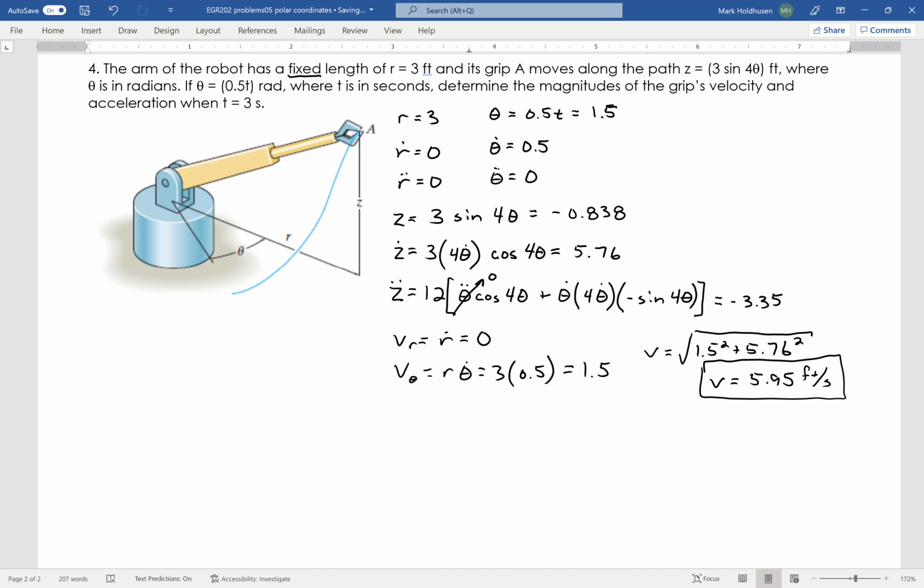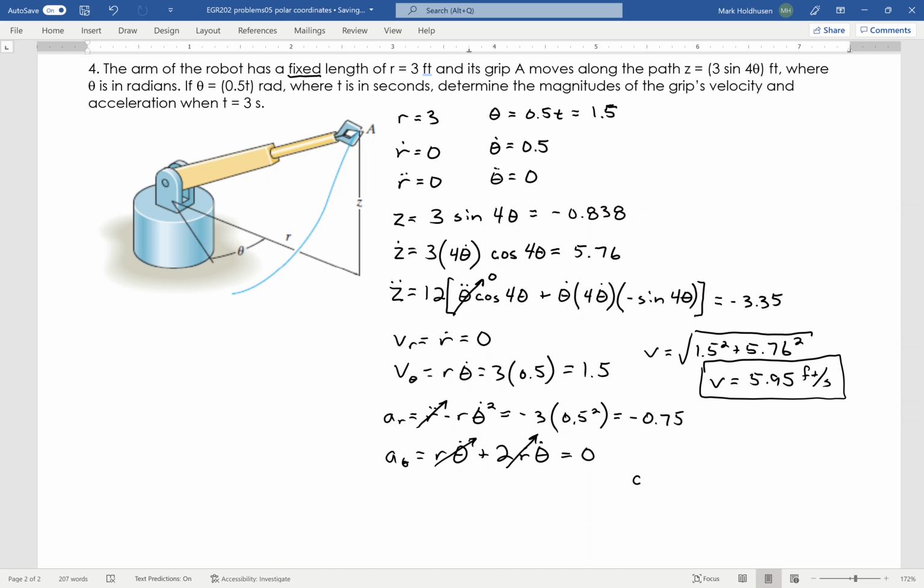Now we'll go through and do the same thing with the acceleration. So the acceleration in the r direction is r double dot minus r theta dot squared. Okay, that guy goes to 0. I'm just left with negative 3 times 0.5 squared. That gives me negative 0.75. That's the acceleration in the r direction. The acceleration in the theta direction is r theta double dot plus 2r dot theta dot. Okay, theta double dot 0, r dot 0, so this becomes 0.